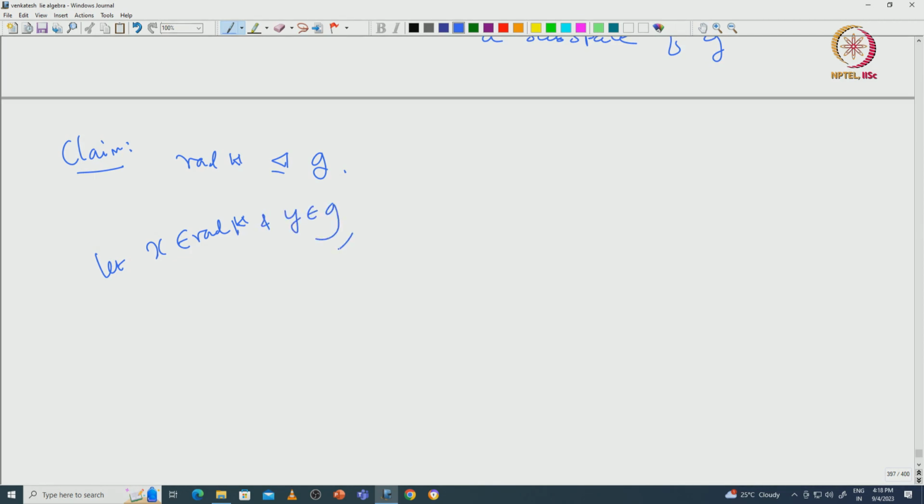So, then we need to check the bracket x y is in the radical. So, let us compute the bracket x y. Now, to say that this bracket x y is in the radical, we have to compute the value of the trace with this bracket x y and z. So, that is the kappa of bracket x y comma z.